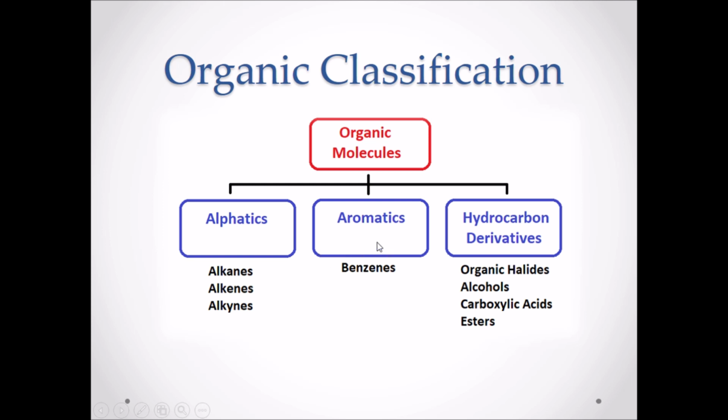Aromatics is our next classification, and it contains benzene structures. And finally, hydrocarbon derivatives is the last classification. This contains any functional group, for example, halides, alcohols, carboxylic acids, and esters.